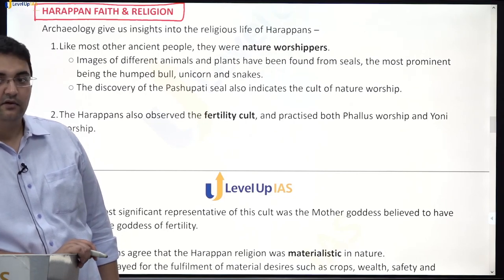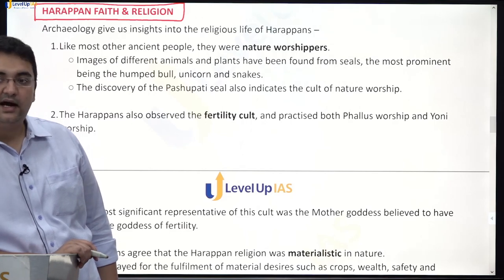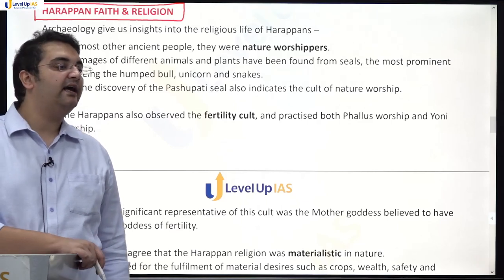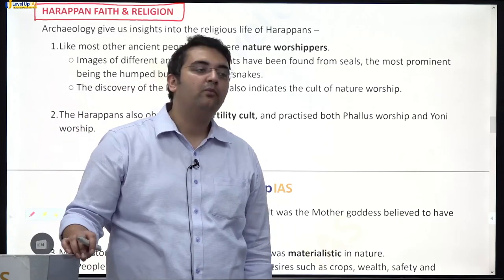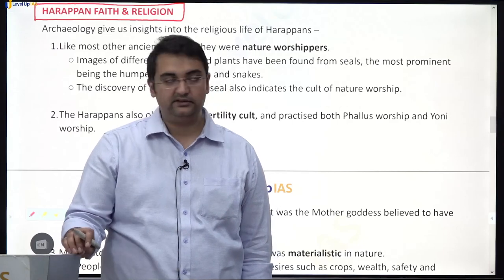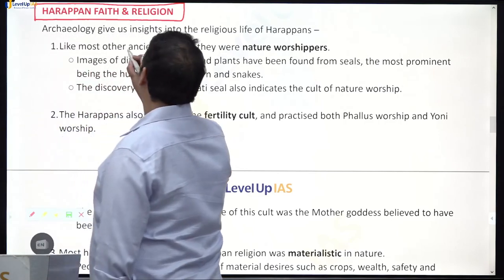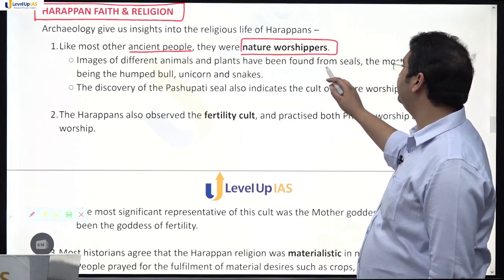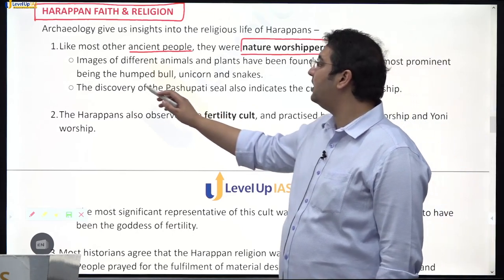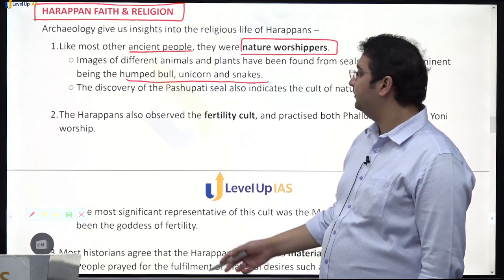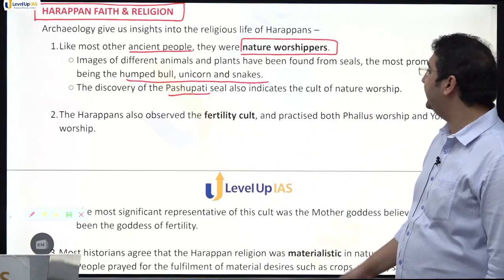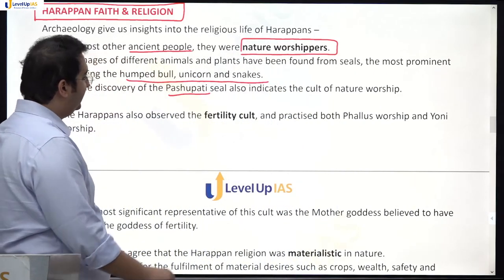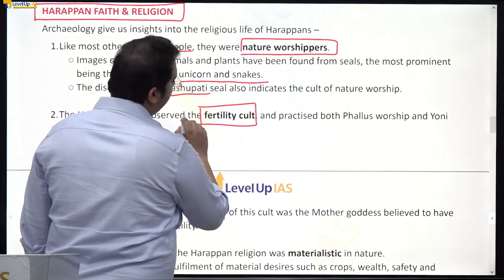For example, from the seals, we have evidence of the cult of animal worship. We also have some proto-Shiva, Pashupati-like figure. We also have the idea of animal worship because the bull is the most commonly found symbol on the Harappan seals. Okay? So, like most other ancient people, they were also nature worshippers. Images of different animals and plants have been found from seals, the most prominent being the humped bull, unicorn and snakes. Further, the discovery of the Pashupati seal also indicates the cult of nature worship.